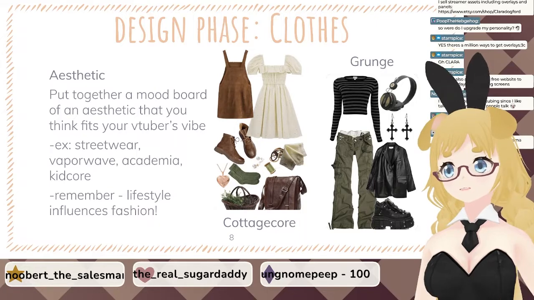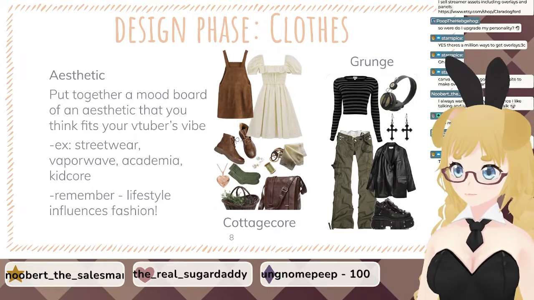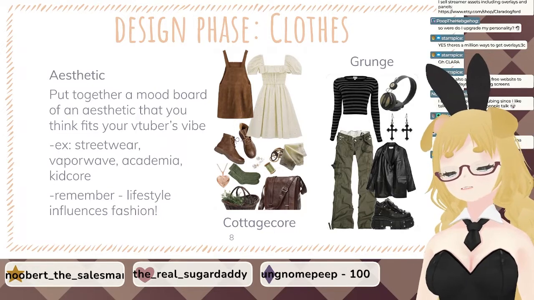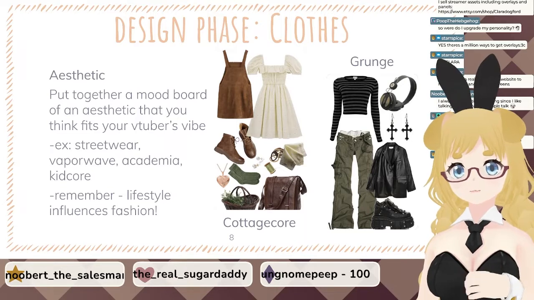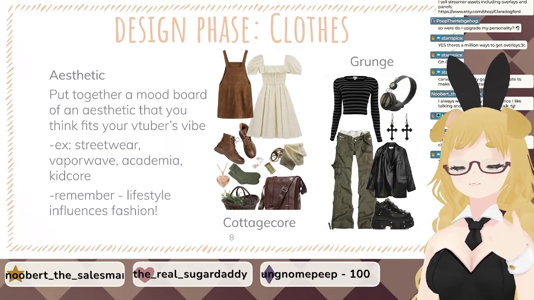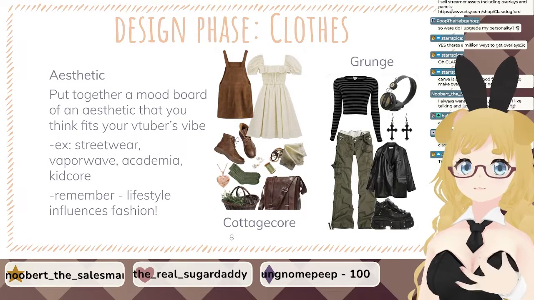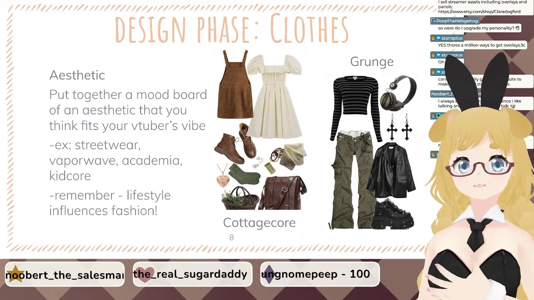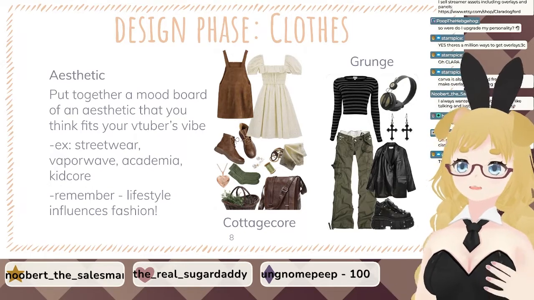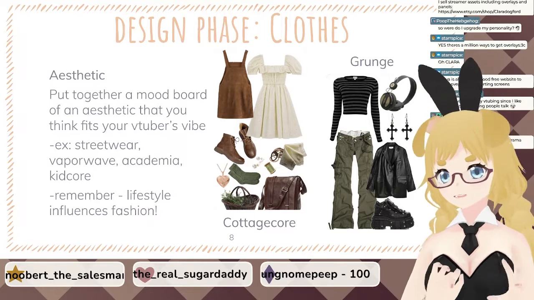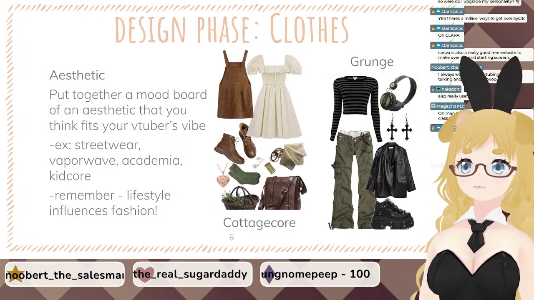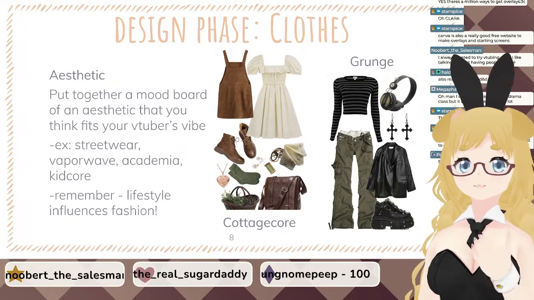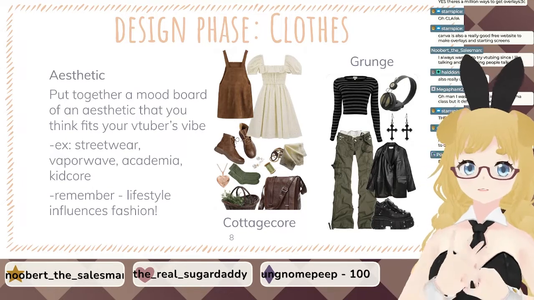So cottagecore is associated with lots of nature tones, browns and greens and cream white colors, lots of flowers and mushrooms and natural textures, right? Wool and fibers, really avoiding synthetic materials. That's one direction, whereas grunge is very punk. There's lots of leather and studs and piercings and jewelry, lots of black and darker tones. So those are two totally different VTuber designs right there, right? If I was going to give you a cottagecore VTuber versus a grunge VTuber, those are completely different designs.